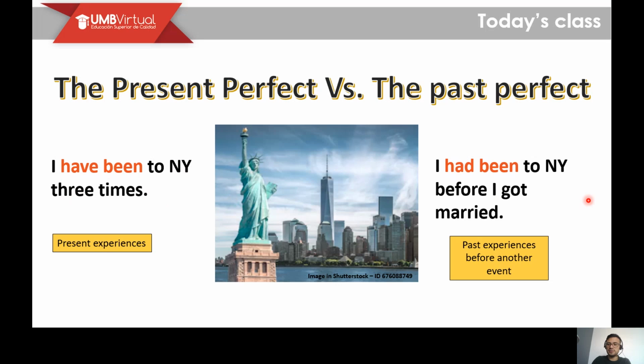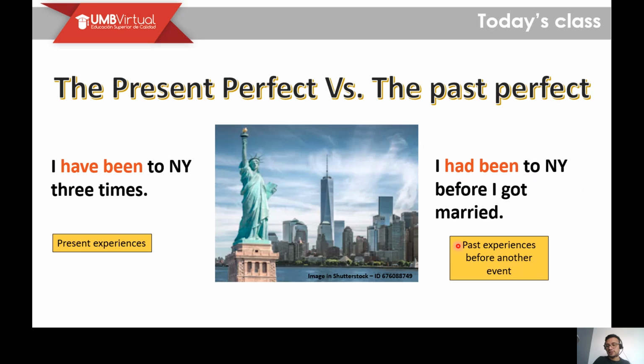So I have been to New York 3 times. I had been to New York before I got married. So in terms of uses, you are going to use present experiences with the present perfect because you are able to do them again. But if you set a period of time in which you had been doing something, like for example, before I got married or before I was 30, that period of time means that it finished already and you need to leave that in the past. So that is why we are using the past perfect.